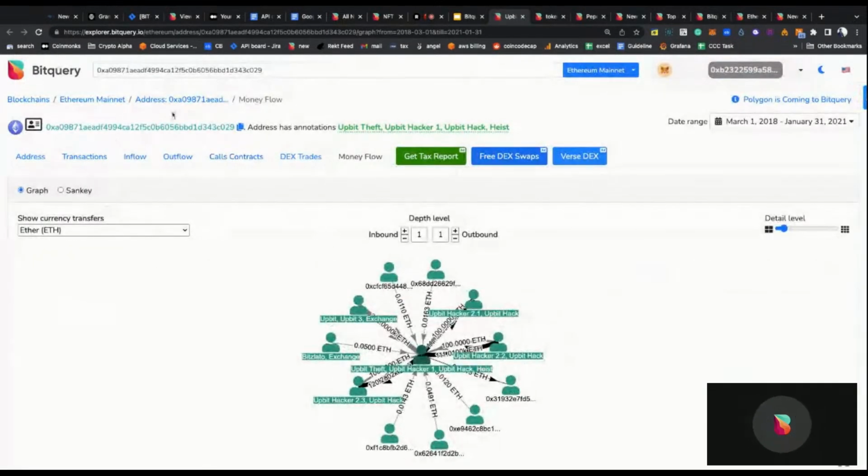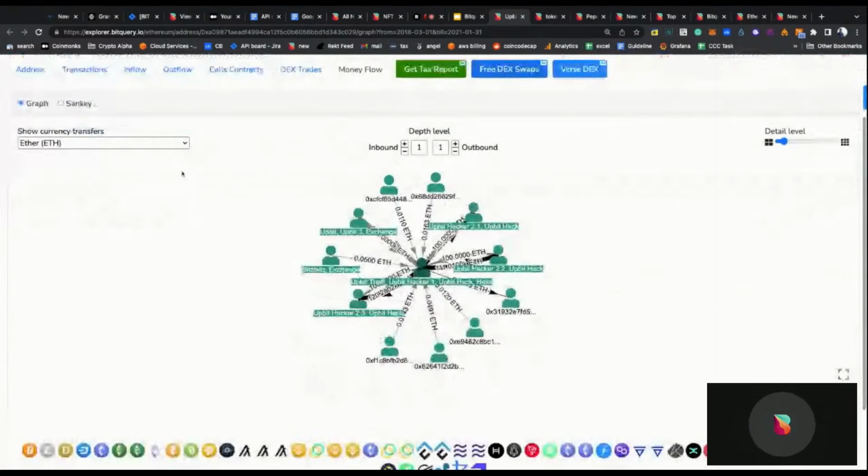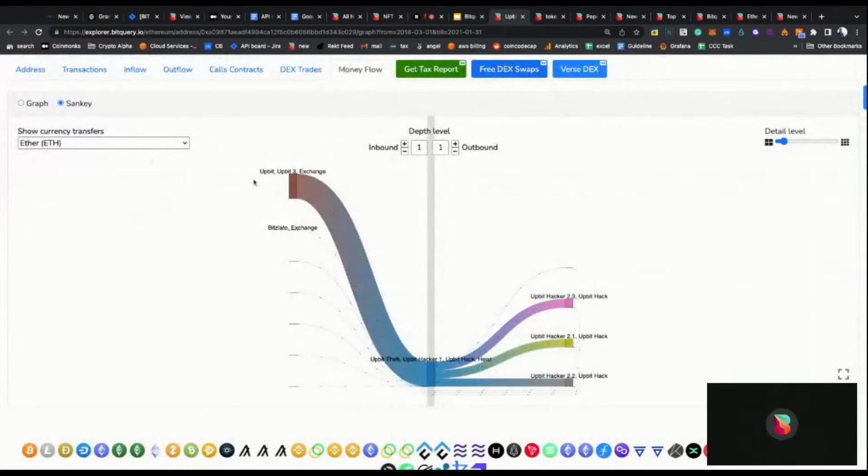So you see this everywhere. Actually, just search anything. For example, if it's a normal address, you see a money flow. If it is a smart contract, you will see a graph, basically navigation. You come here and you see this graph and Sankey images. This is just raw data.